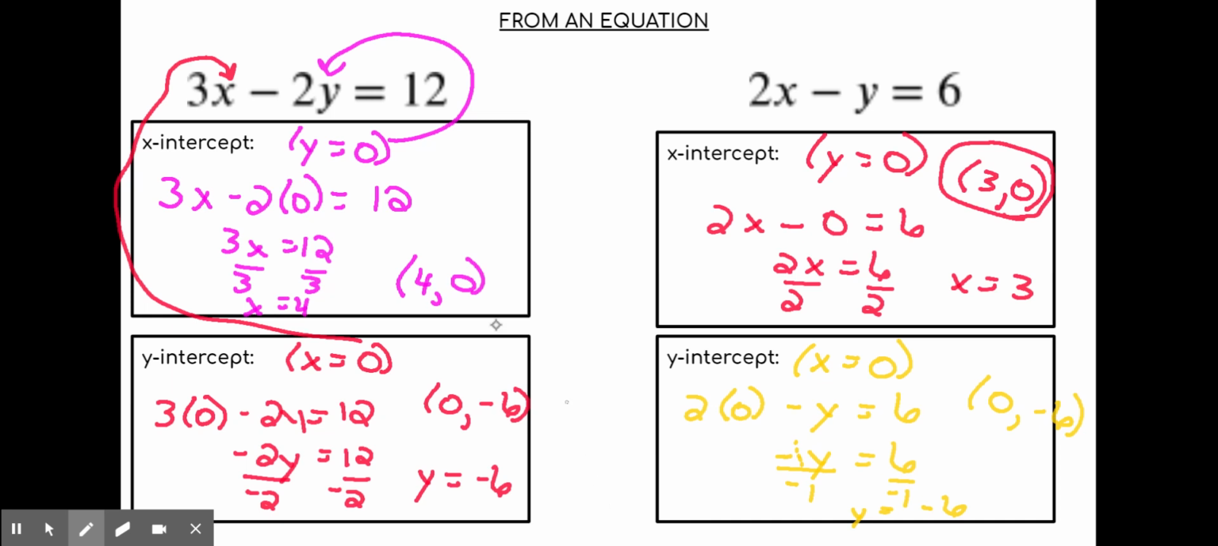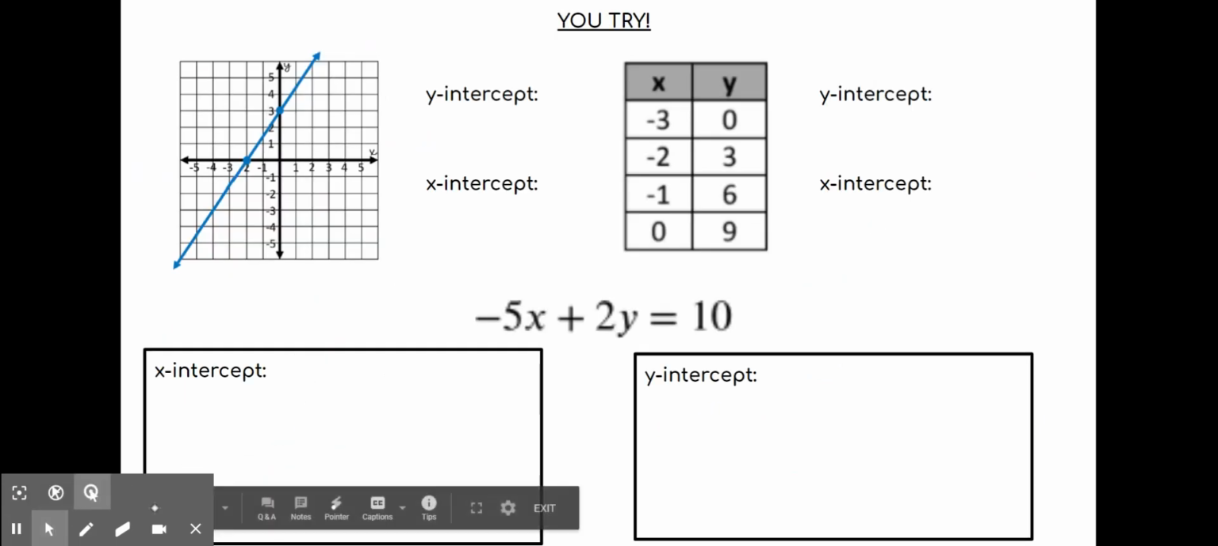So interestingly, look at these two equations. They're different, but they have the same y-intercept. So if we were to graph both these lines on the same coordinate plane, I wonder what would happen. Okay, so you do these.